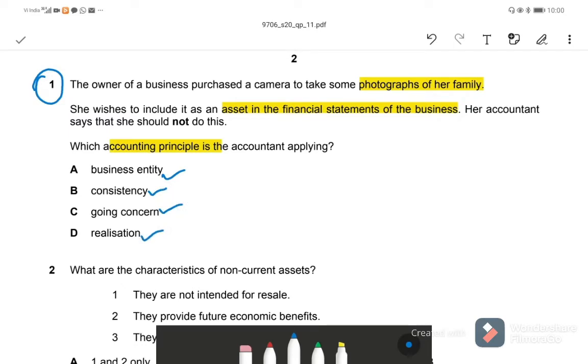The first option, business entity. As per the business entity concept, owner and business are entirely treated as separate. So here the owner purchased the camera to take private photos, family photos. So the accountant cannot enter this transaction as a business transaction. So the first option is correct. Correct answer is A.